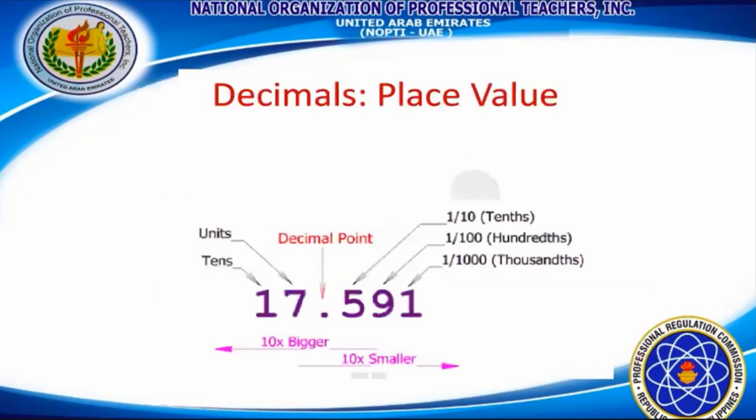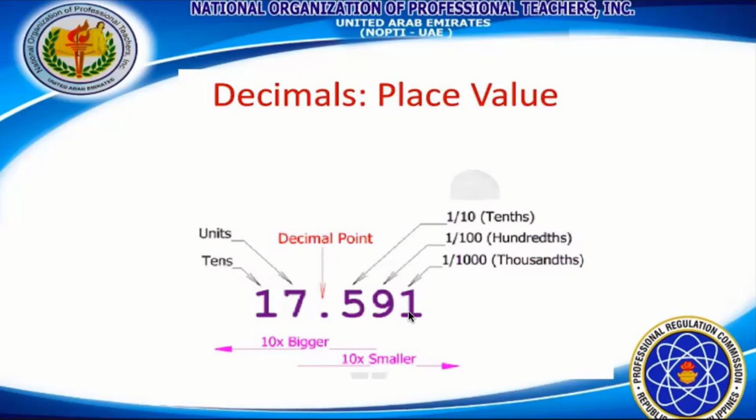So, what else? Decimals, place value. If, let's say we have 17.591, this is tens, units, or ones, point. After the decimal point, doon na. Kasi small numbers na to. So, tens, hundreds, thousands. Pabaliktad na siya. Dito, ones, tens, hundreds, thousands. But here, mag-uumpisa ka ng tens, hundreds, thousands.